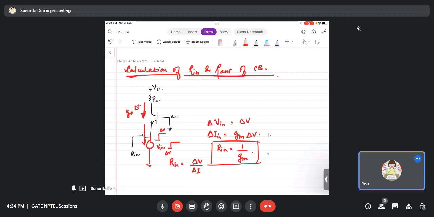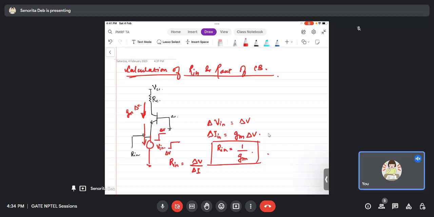That change, increment or decrement, let us not go into that. So if delta V is the input change, there is a current change of Gm delta V, and that same current is entering the input as well, right? It is the same path. So that is the current change from the input source. Therefore, the division of this change in voltage by the change in current will give me the input impedance, and that is how I come up with 1 by Gm.